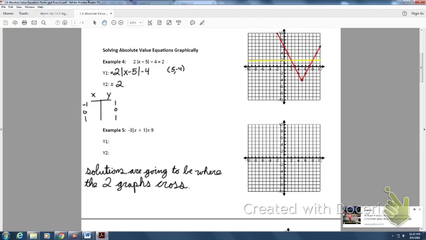So right there. And then the solutions to your problem are going to be the x values of those intersections. So we've got 2 and 8.